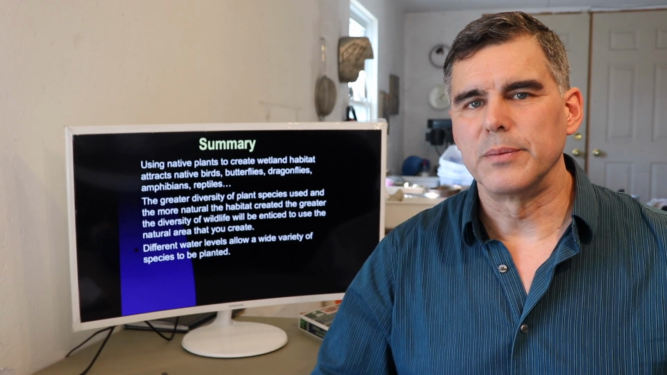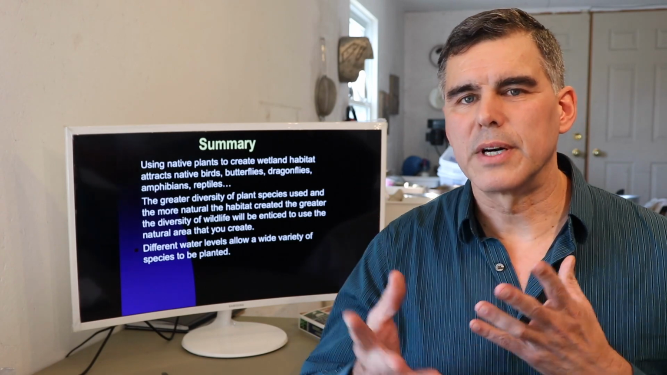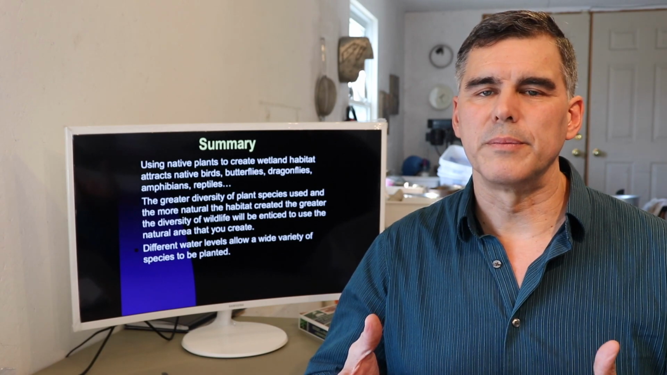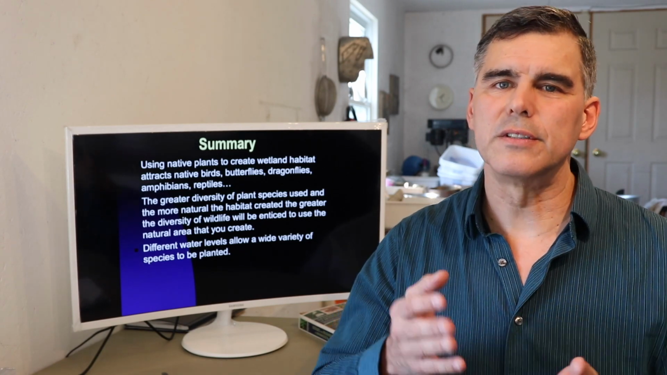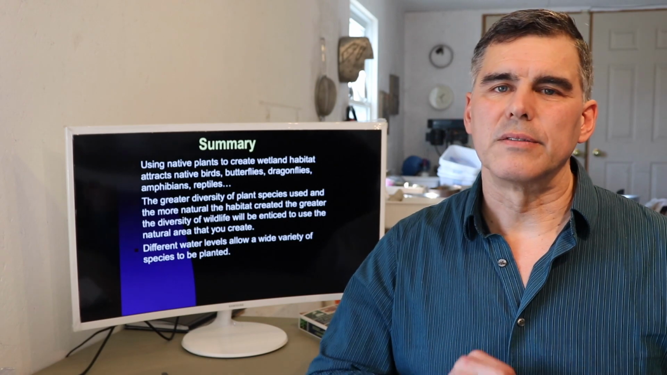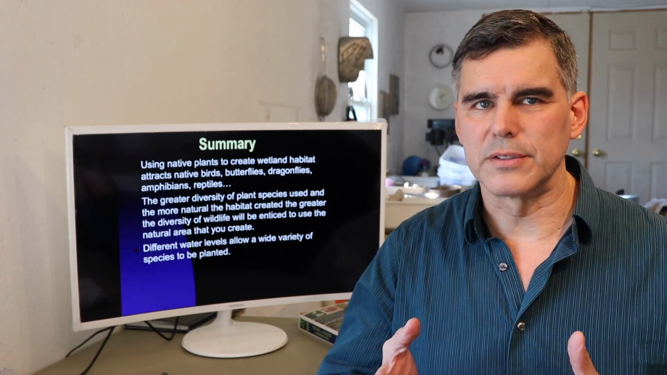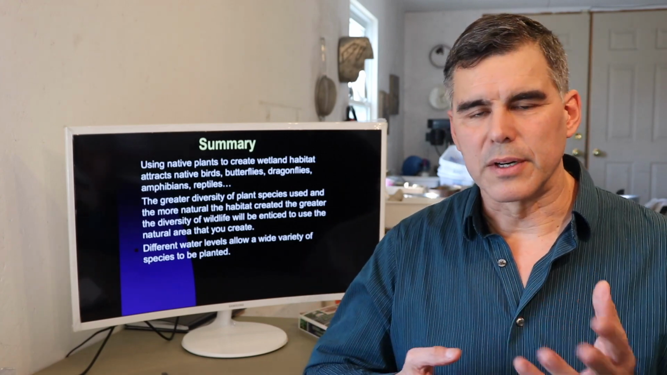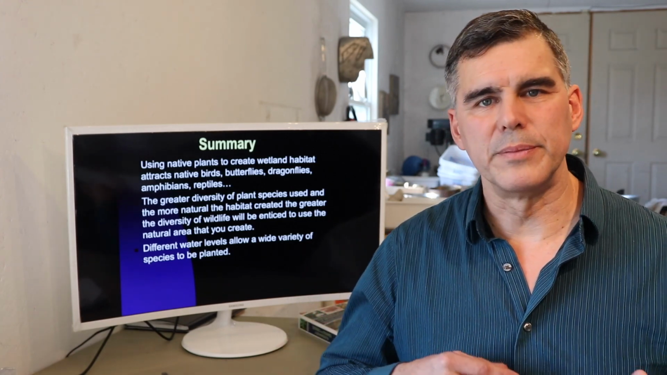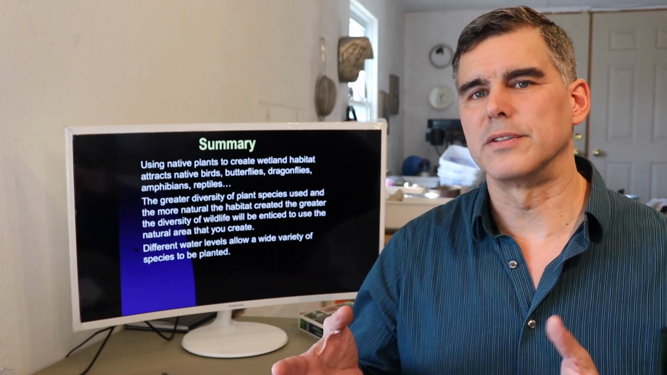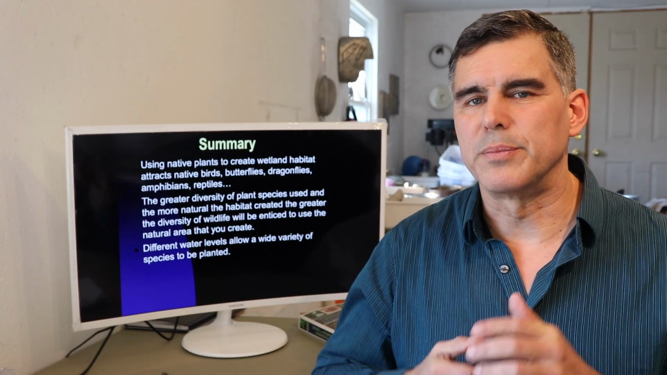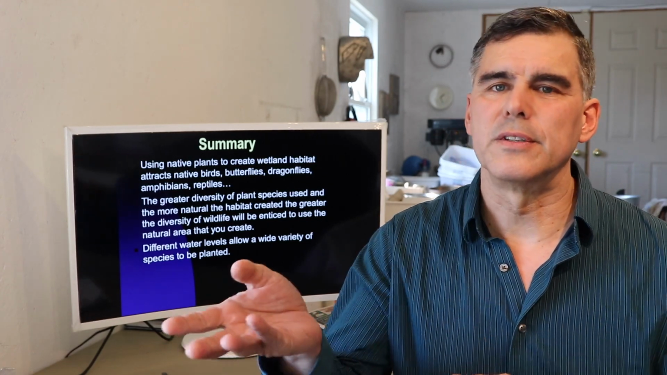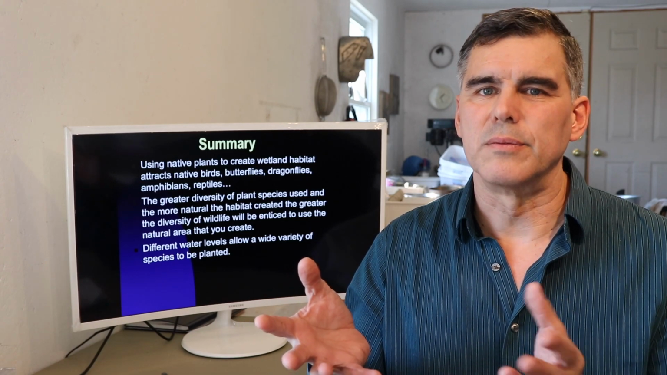So to summarize, we want to use native plants, and we want to use as much diversity of species as we can, so we have resilience within the community. That way, when a disturbance or a disease comes in, we have genetic diversity and species diversity. We want to attract all the birds, the butterflies, the dragonflies, amphibians, reptiles. All these species are going to use this habitat. Just by putting a biodiversity of species in the plants, you're going to be attracting more species of wildlife.